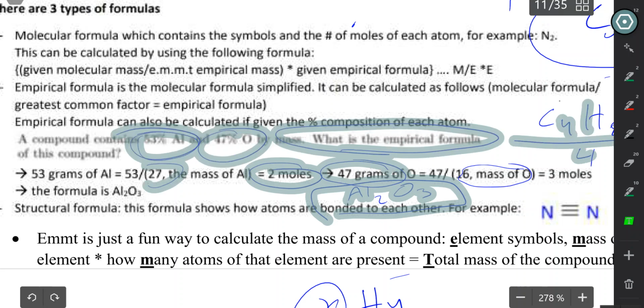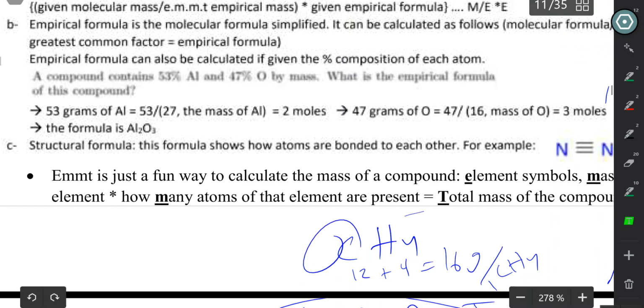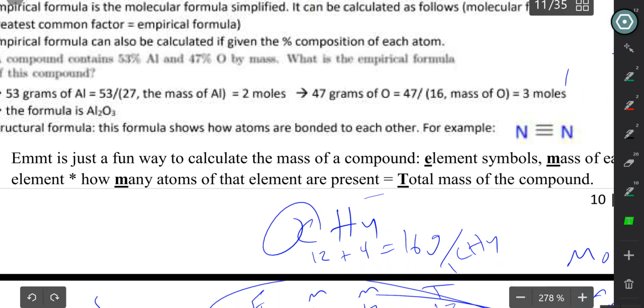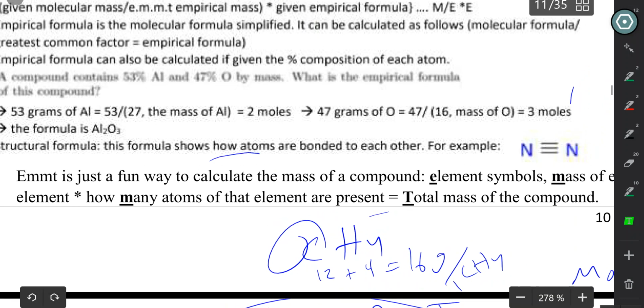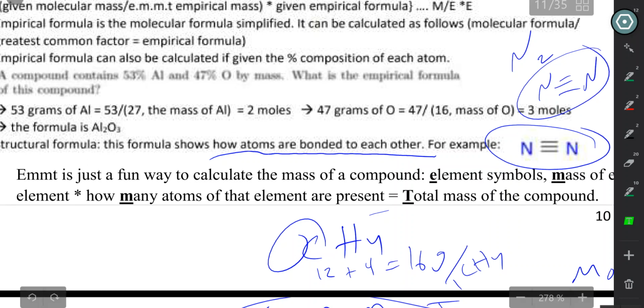Now the third type of formulas is the structural formula. So the first type was empirical, the second type was molecular, and the third type is going to be your structural. A structural formula just simply displays how atoms are bonded to each other. For example, the N2 molecule atoms are actually bonded this way. We'll learn more about how to draw structural formulas when we get to Lewis dot diagrams and organic chemistry.